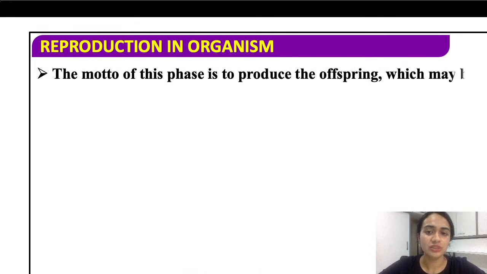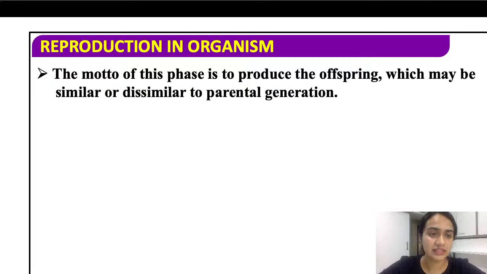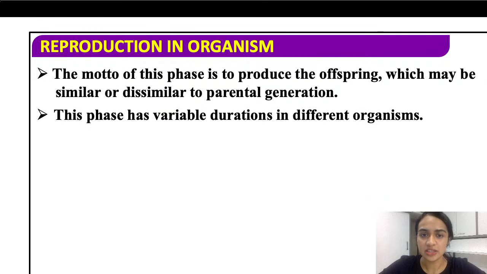All right, now let's see what its significance is. The motto of this phase is basically to produce offspring. This phase assures the continuity of the generation, which may be dissimilar or similar to the parental generation. This phase has variable durations for different organisms. All the phases, be it the juvenile phase or the reproductive phase, vary from one organism to another. Humans have one, plants have one, and other animals like a monkey will be very different from another species.